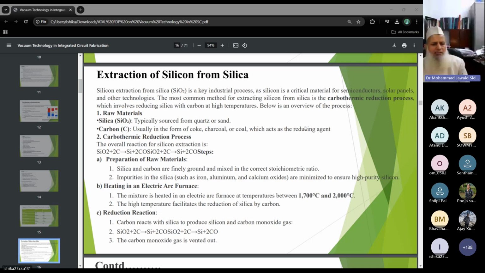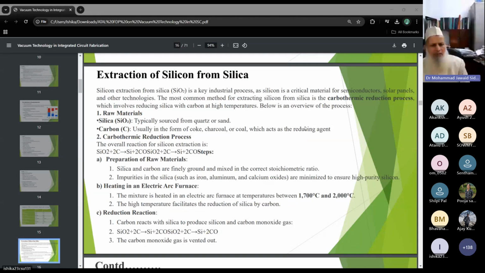Carbothermic reduction process, the chemical reaction is given here. The silicon dioxide reacts with the carbon, making the products silicon and carbon dioxide, carbon monoxide, etc., which can be emitted from the furnace. Preparation of the raw material: silica and carbon are finely ground and mixed in the correct stoichiometric ratio. Impurities in the silica, such as iron, aluminum, and calcium oxides, are minimized to ensure high purity silicon.